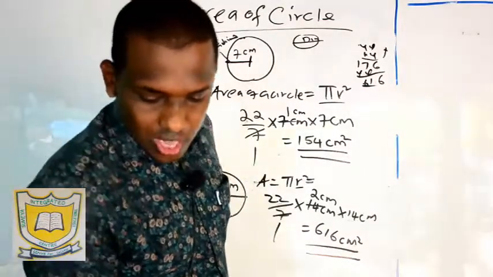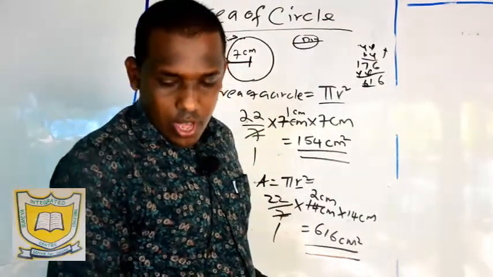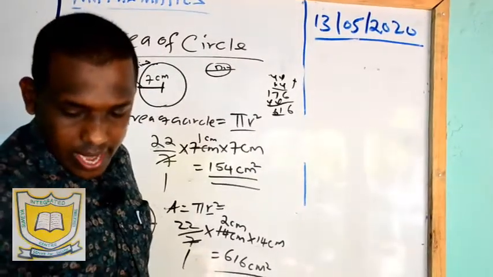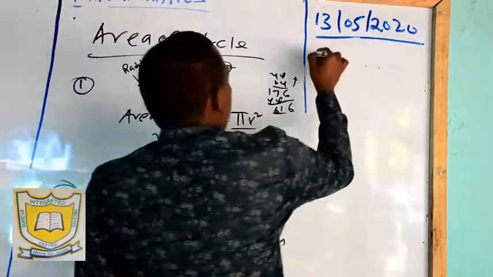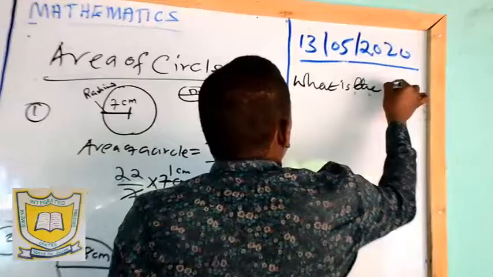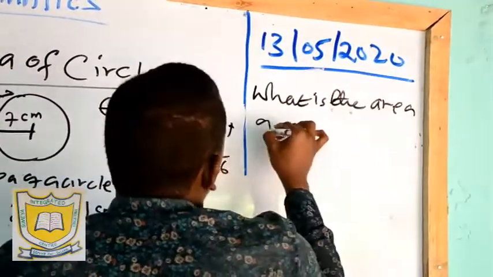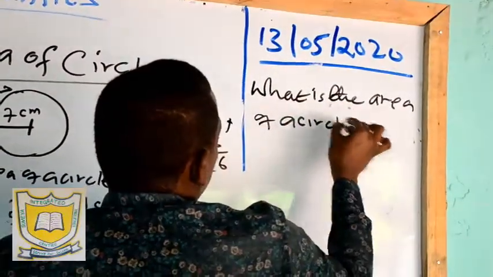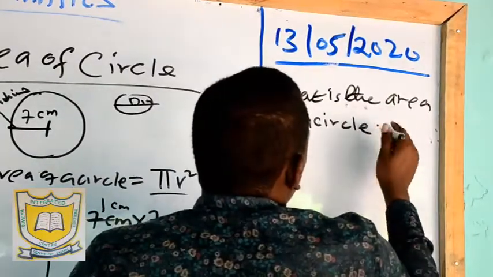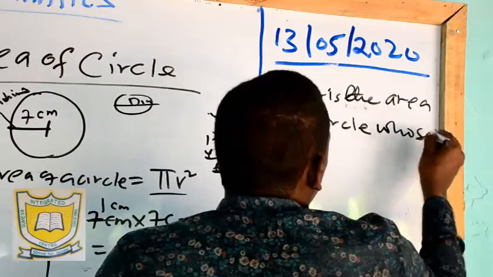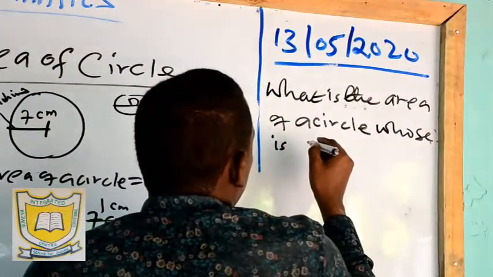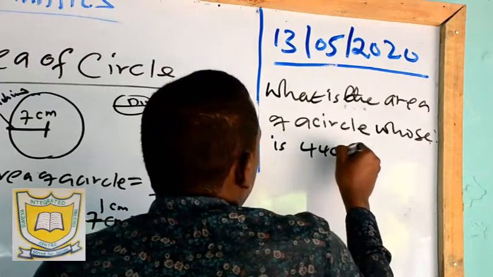Let us see also another figure. You are told, what is the area of a circle whose circumference is 44 centimeter?